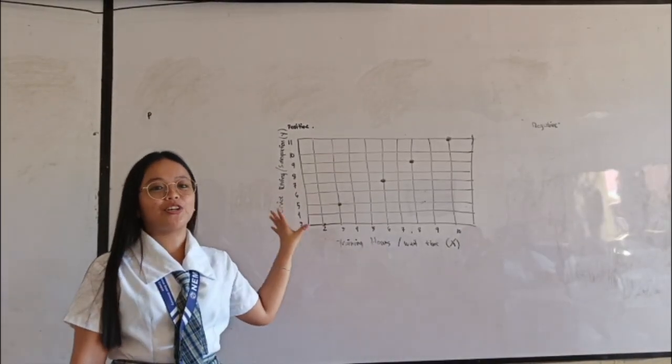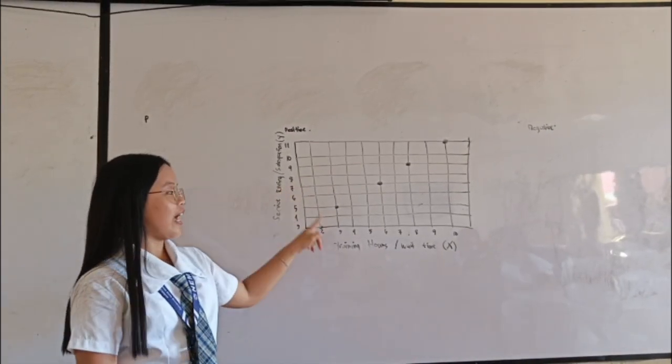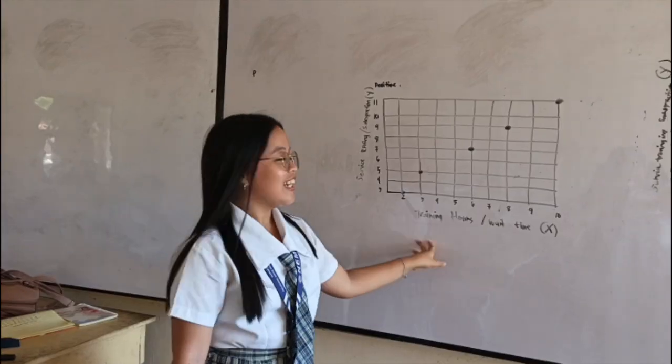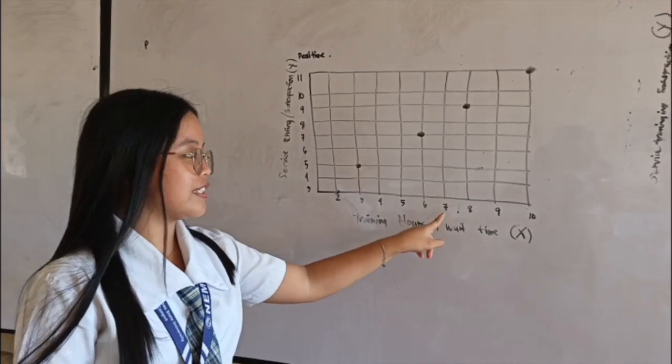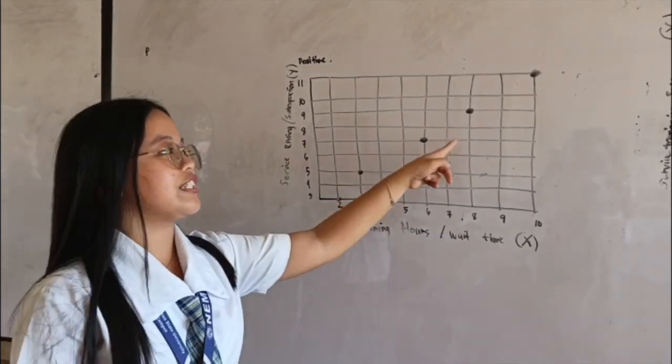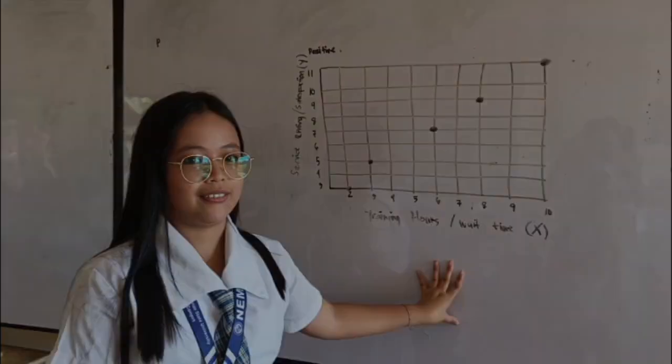This is the positive correlation of the service rating and training hours of the staff. This is the training hours of the staff. So as the training hours of the staff increase, the service rating also increases. So it shows a positive correlation.